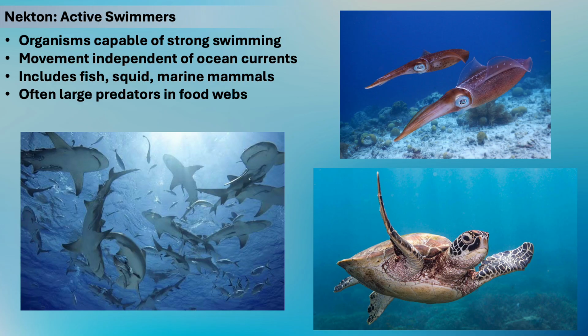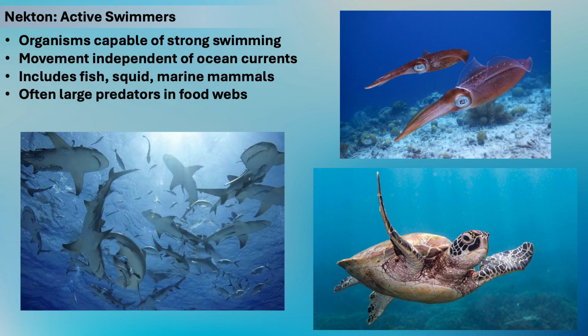One important feature of many nektonic organisms is their ability to undertake large-scale migrations. Some species travel thousands of kilometers across the ocean basins in search of food, suitable breeding habitats, or favorable environmental conditions. For example, certain tuna species migrate across entire ocean basins, while some whales travel between polar feeding grounds and tropical breeding areas.